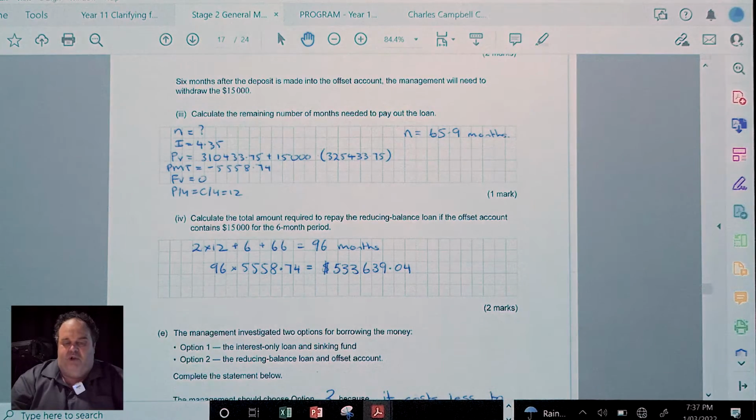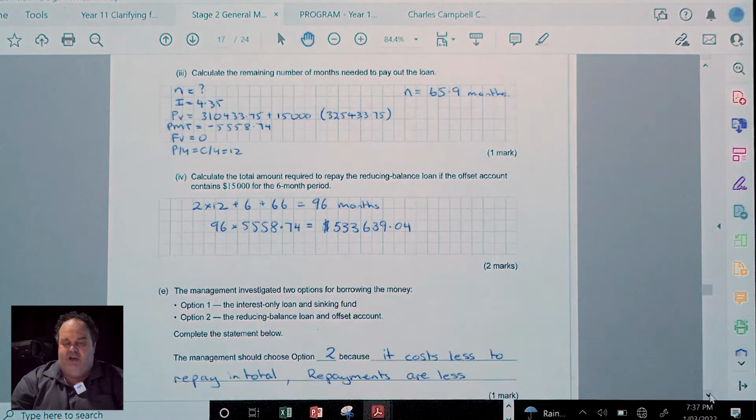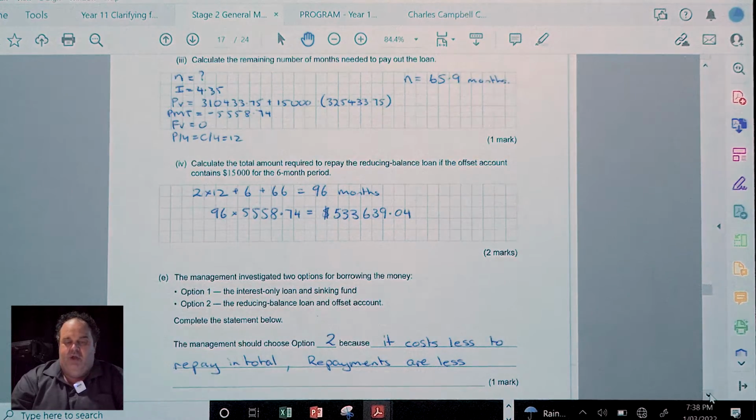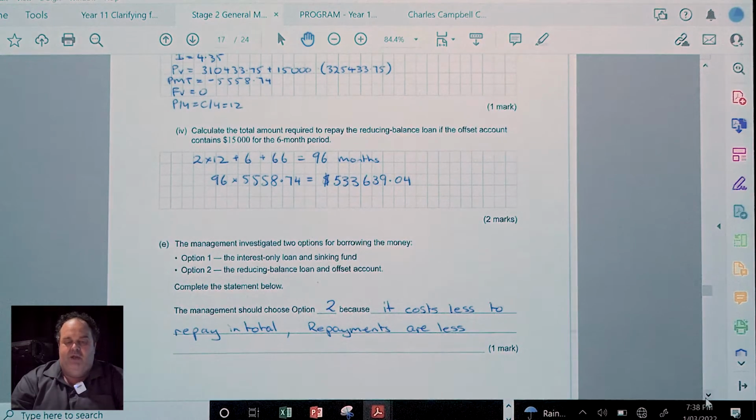And then the last part is calculating the total amount paid. So it is a case of how many months, and gee, it's 96, which is the same as 8 years. But we end up paying less with the loan compared to the offset, compared to the sinking fund and interest only loan. So when we get to part E, the students are just choosing which is the best option.